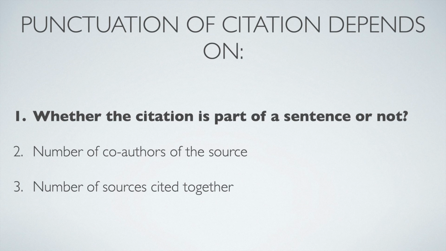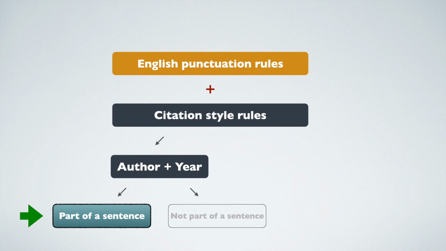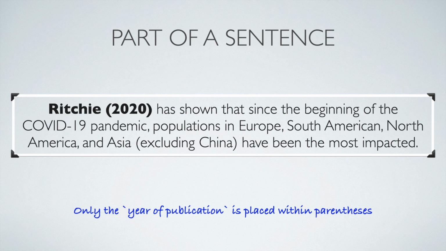For the author and year system, how citations are punctuated will depend on the following three factors. I will talk about each one in more detail. Number one, how to punctuate a citation depends on whether the citation is part of a sentence or not. When a citation is part of a sentence, only the year of publication is placed within parentheses.